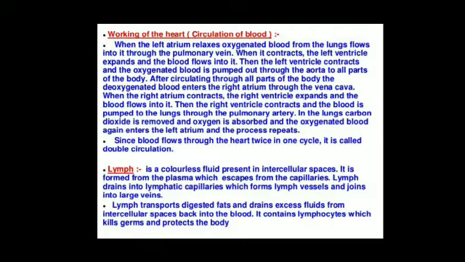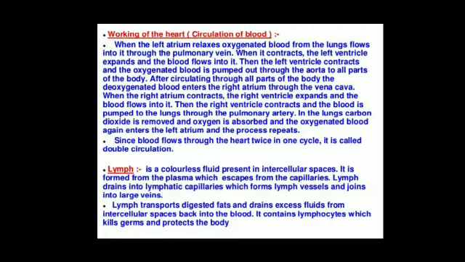After circulating the blood through all parts of the body, the deoxygenated blood enters the right atrium through the main vein, that is vena cava. When the right atrium contracts, the right ventricle expands and the blood flows into it. Then the right ventricle contracts and the blood is pumped to the lungs through the pulmonary artery.